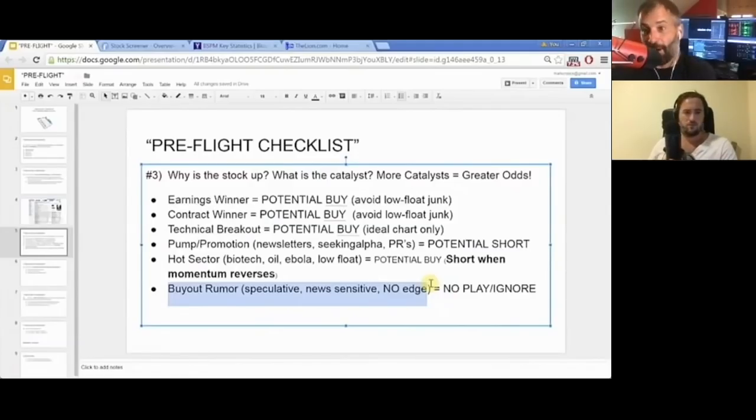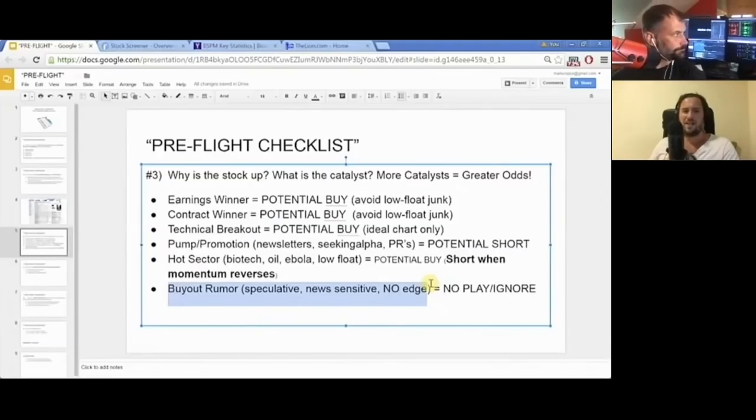And then he talks about hot sectors, which is one of my favorite things. If I had to pick my favorite type of trading, it's sector trading. Right now we're in the middle of a mini weed stock run. We had cryptocurrency related stocks last fall and winter. Love hot sectors. And yes, buyout rumors, avoid like the plague.